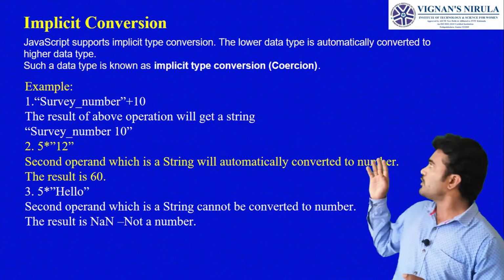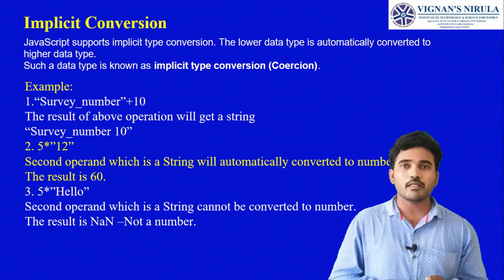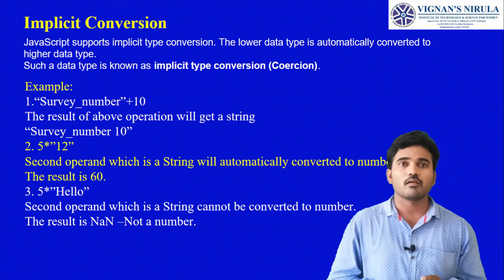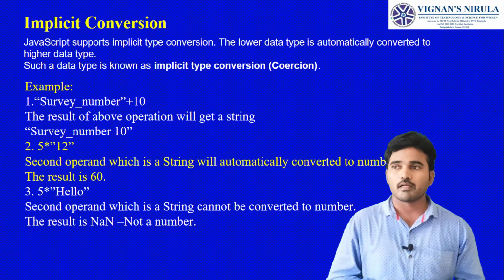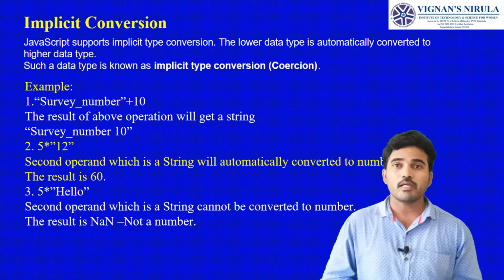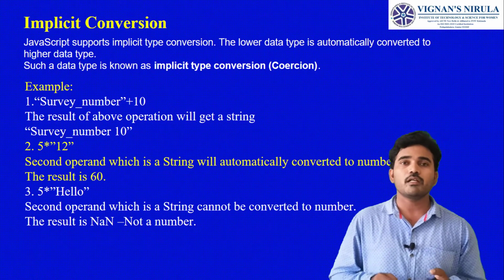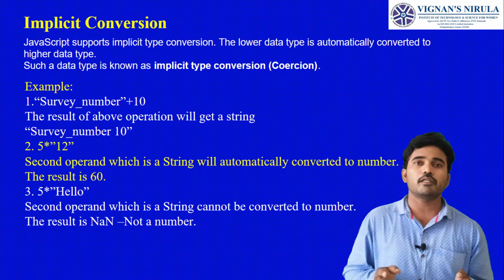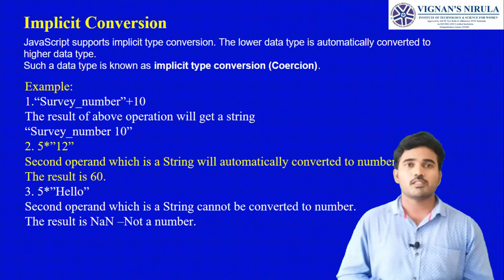So coming to the example here, we have taken a string, "survey number", which is then concatenated with the number 10. So the result of that expression will become "survey number 10". See the second example, there we have written 5 * "12", where that 12 is enclosed in a pair of double quotes. So the second operand, which is a string, will automatically be converted to a number. So the result of that expression will become 60.